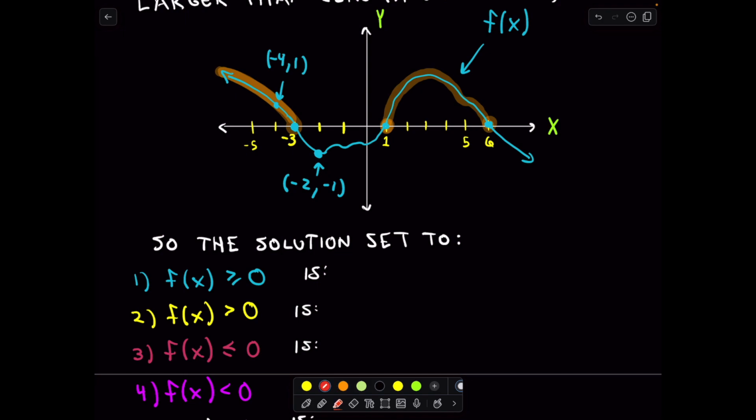Now, I have to simply describe those numbers. I have to describe those values that are on the x-axis. That's going to be my solution.